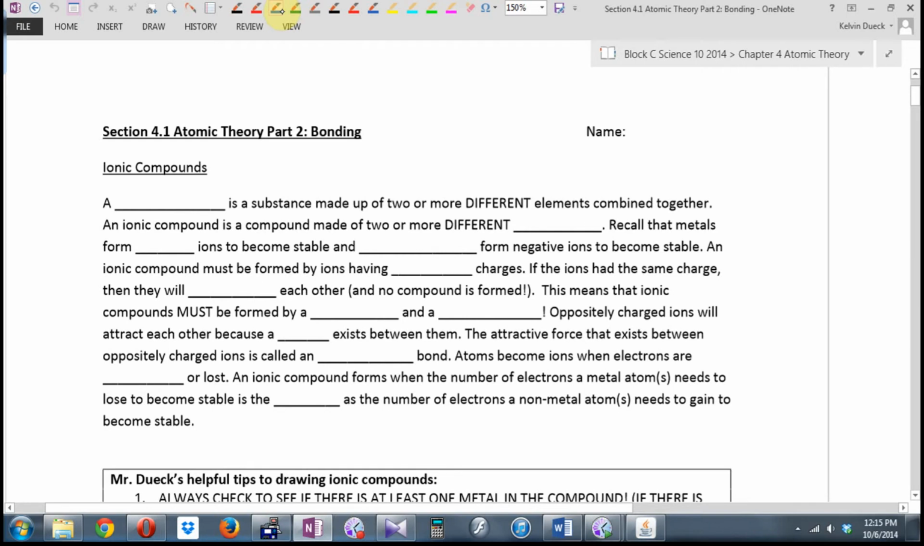So, we're going to talk today about two main types of bonding.